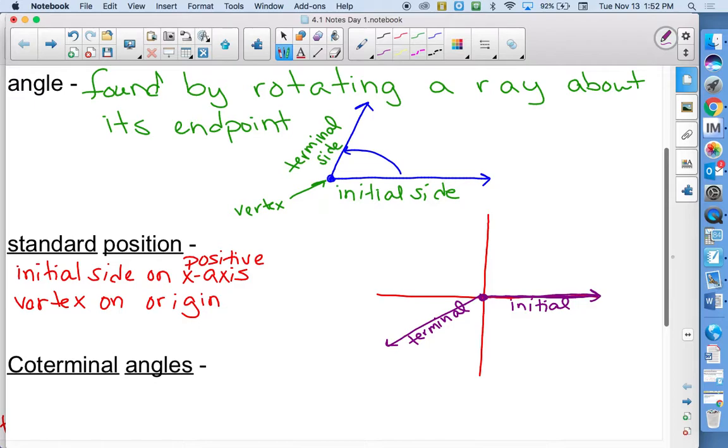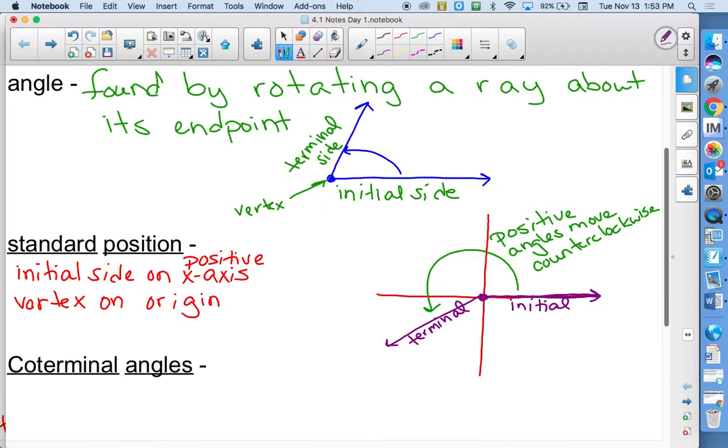Angles can now be positive and negative. So if it's a positive angle, it moves counterclockwise. So I have a positive angle drawn. The movement of the angle is going counterclockwise. That makes it a positive angle.